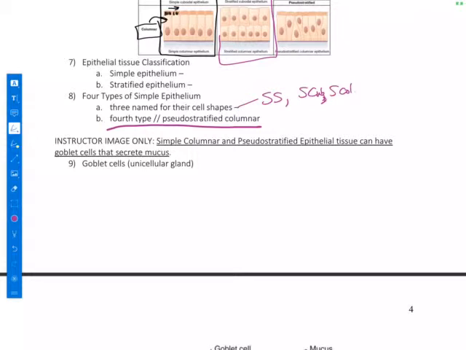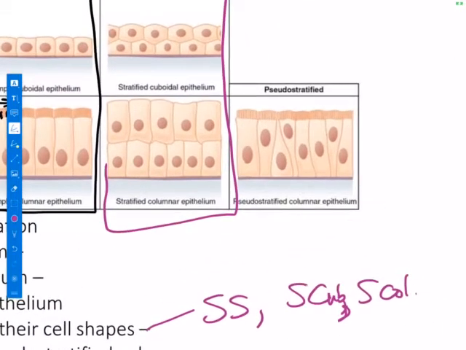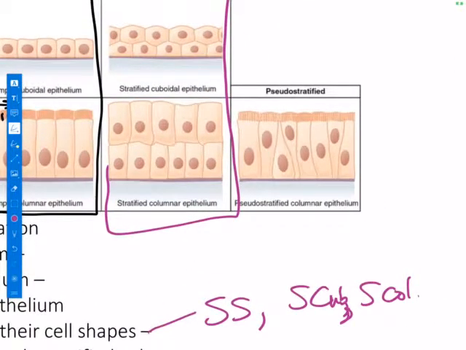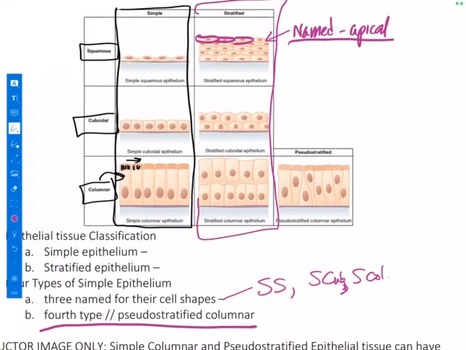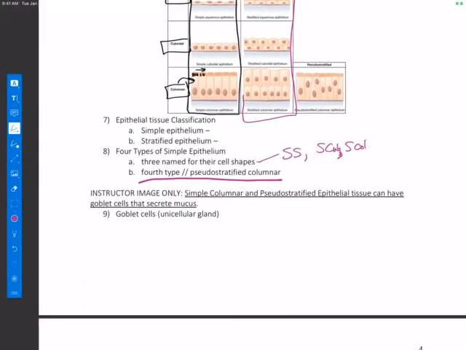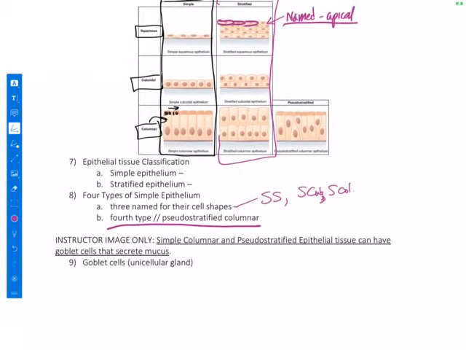So let's take a look at this here. If we look at the example of the pseudo-stratified, well, actually I don't really care for that example too much. It doesn't necessarily show everything I just said, but that is an example of the pseudo-stratified, which is sometimes, in this case, shown as ciliated.